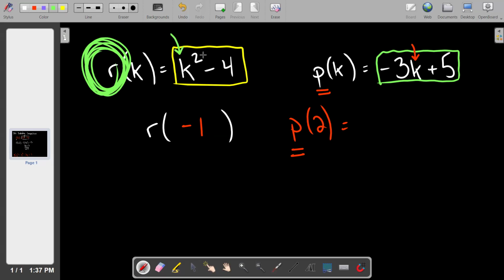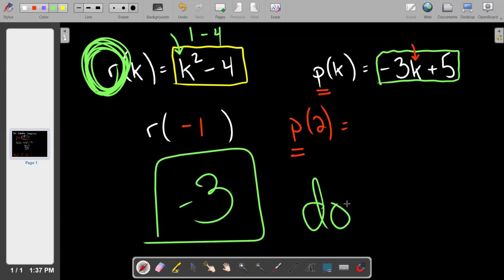What is -1 squared? It cannot be a negative if you square it. It's positive. When you square a negative number, it becomes a positive number. So that is +1 minus 4. Overall answer is -3, and we are done.